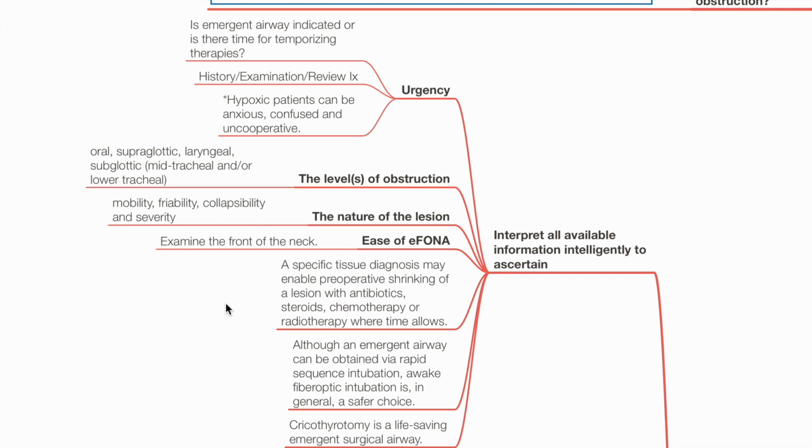A specific tissue diagnosis may enable pre-op shrinking of a lesion with antibiotics, steroids, chemotherapy, or radiotherapy if time allows. Although an emergent airway can be obtained via RSI, awake fiber optic intubation is in general a safer choice. Front of neck access is a life-saving emergent surgical airway.